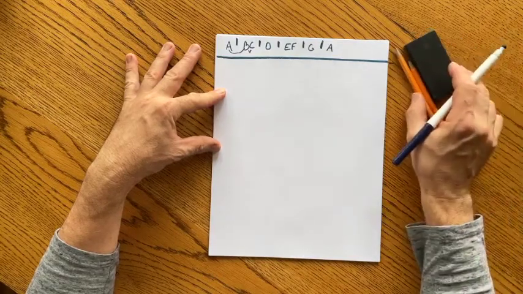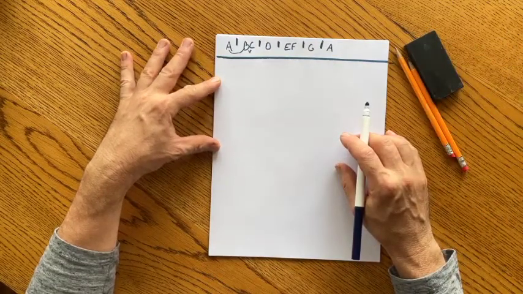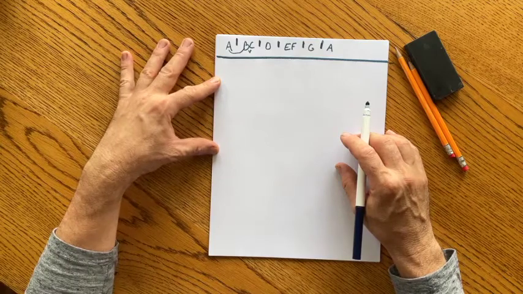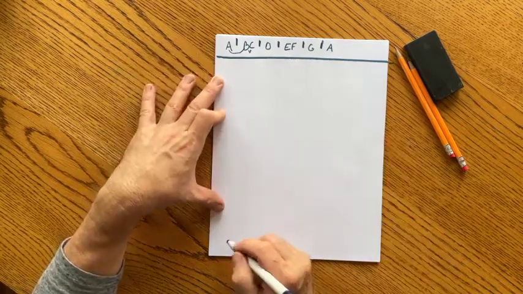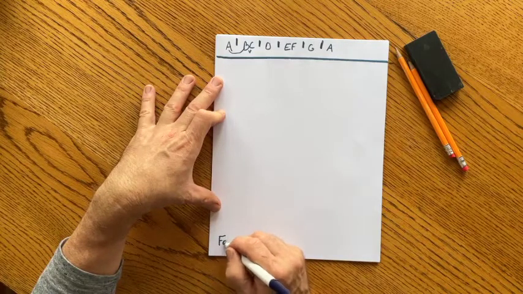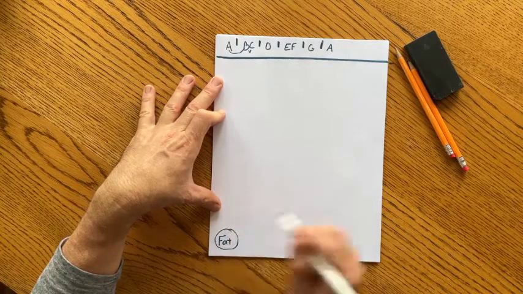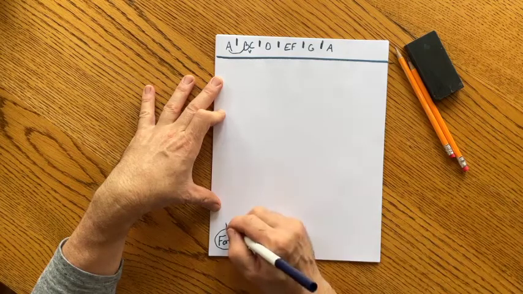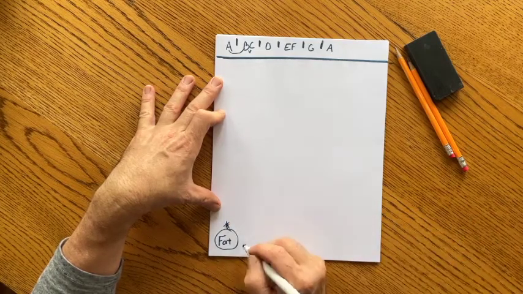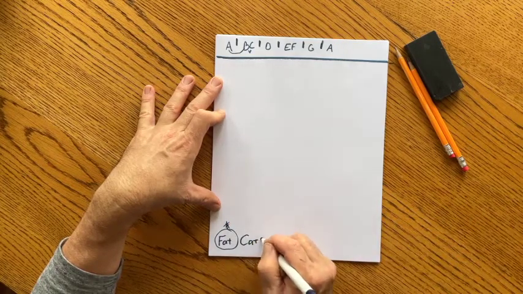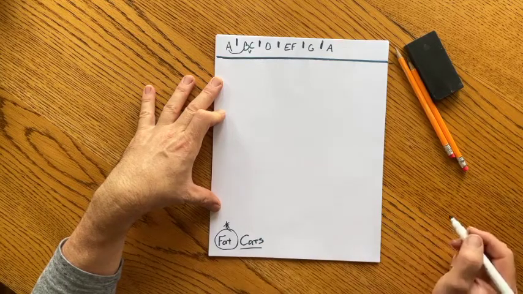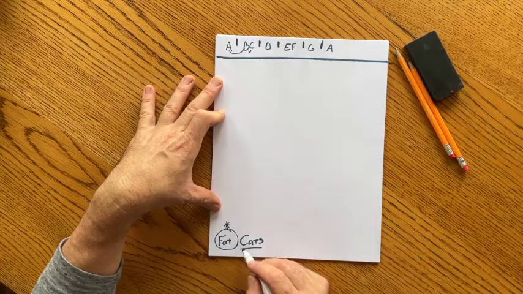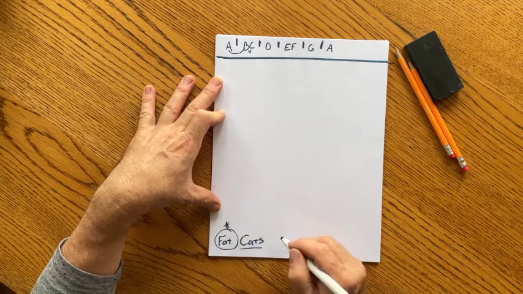So now what we want is to think of our order of keys and why we do it that way. So let's jump down to the bottom and write fat and circle it. Fat is the first sharp we'll add. Cats, let's underline that because that's the scale we're gonna start on, C, because the key of C doesn't have any sharps.